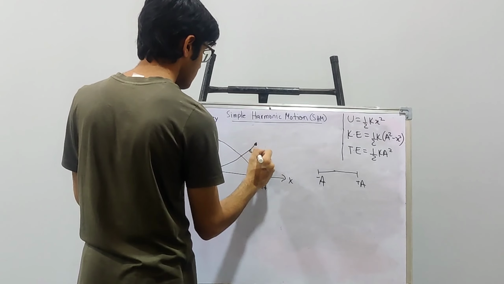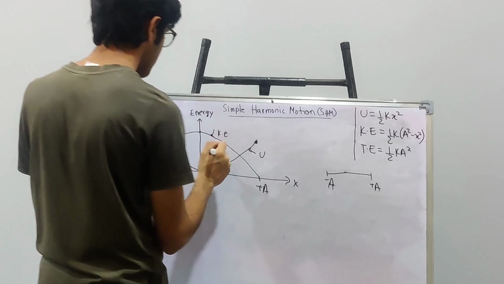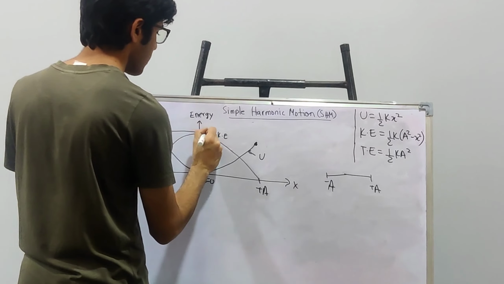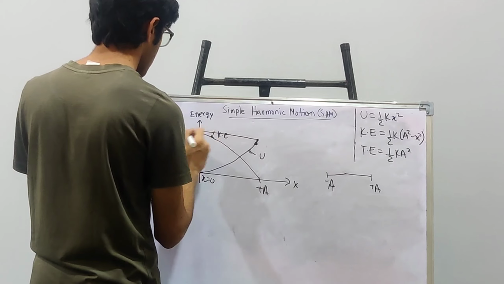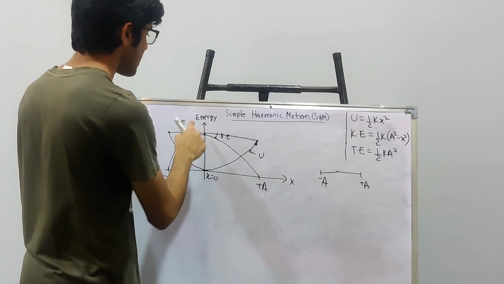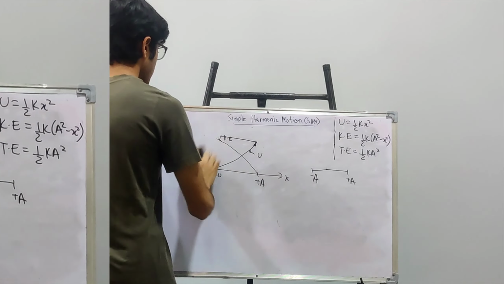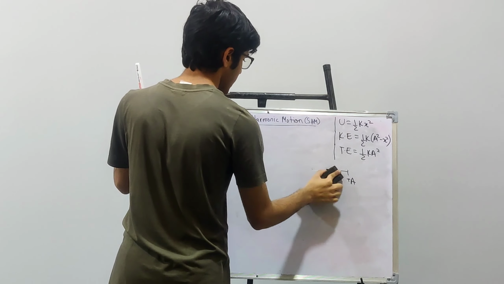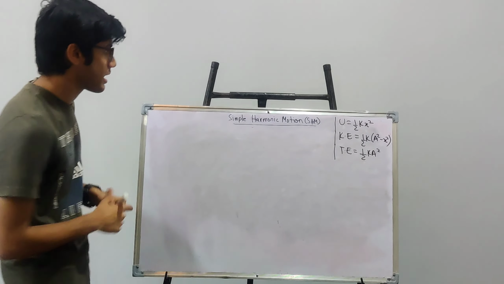So this graph is for the potential energy, and this graph is for the kinetic energy, and the total energy will always remain constant. So it will just be a straight line. This is the total energy. And this graph is energy with respect to x. Now let us suppose we were to draw the graph of energy with respect to time. Now how will we do that? Because we don't have an expression for time here. We just have an expression for x.